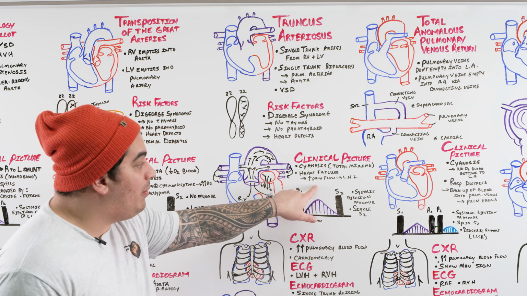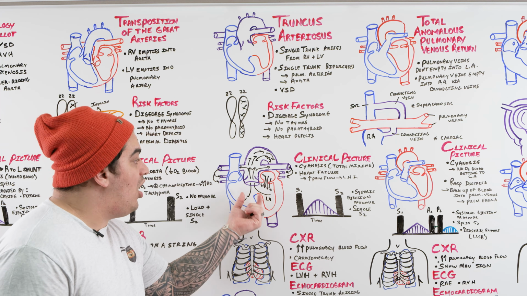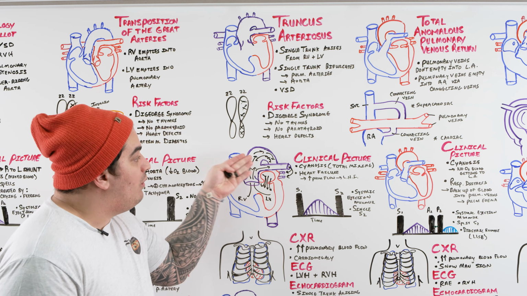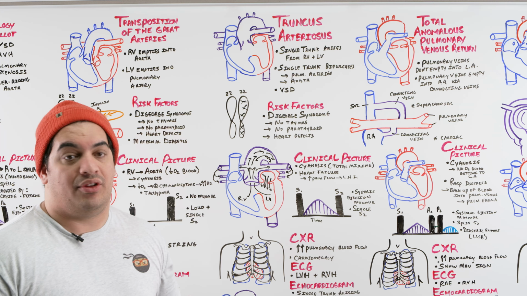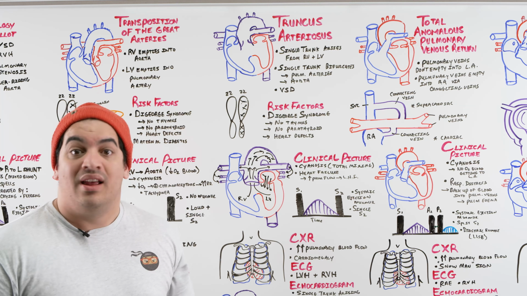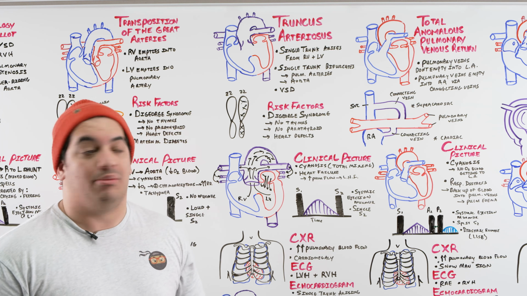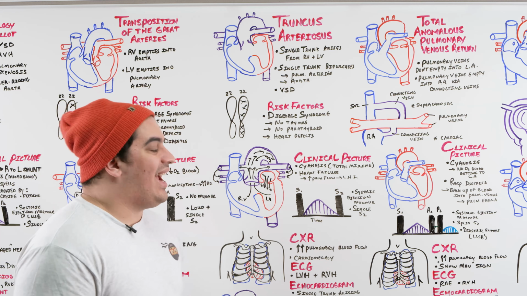So they have a lot of pulmonary flow because you're pushing a ton of blood into this single trunk, which bifurcates into the pulmonary artery and the aorta. They're getting a lot more flow than they're used to. This is actually one of the few that actually has a lot of pulmonary blood flow. So because of that, that can lead to left heart failure.